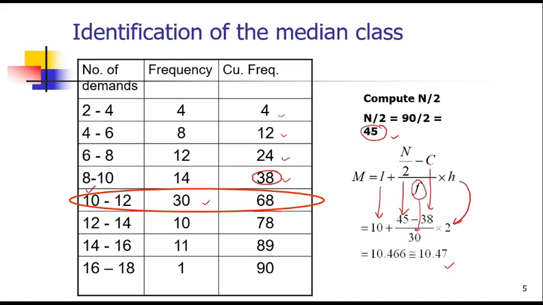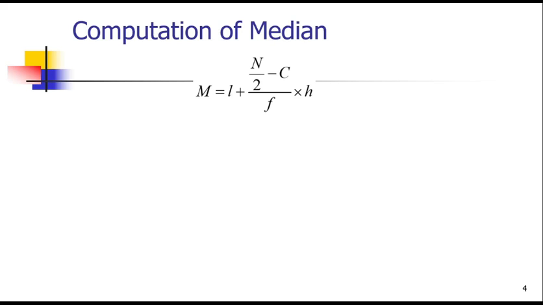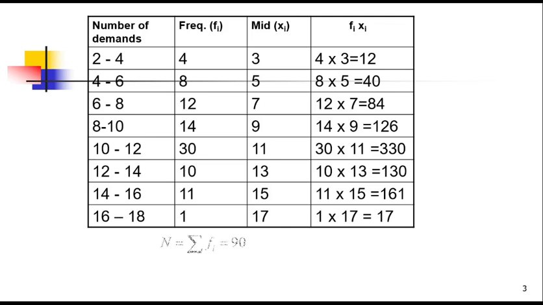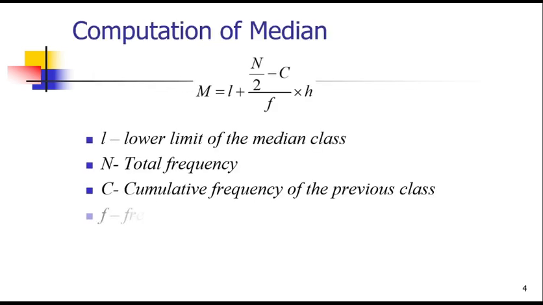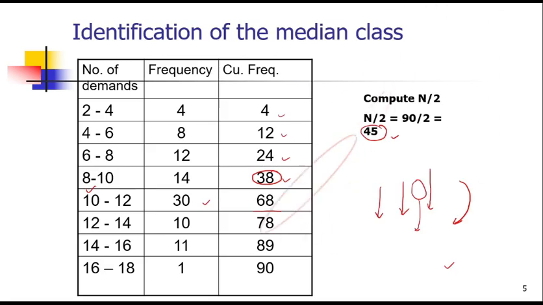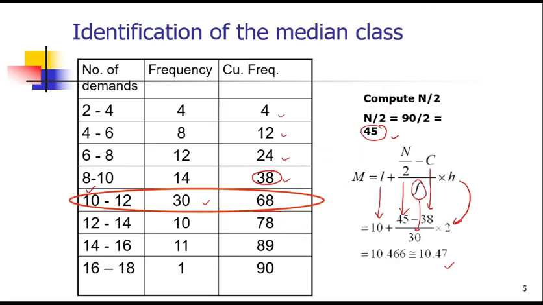And if you compare, you will find that it is very close to the mean that we have computed earlier. Here we have the mean 10.04 and this is a little bit more than 10.04, 10.47. Okay. So generally this is also a check.